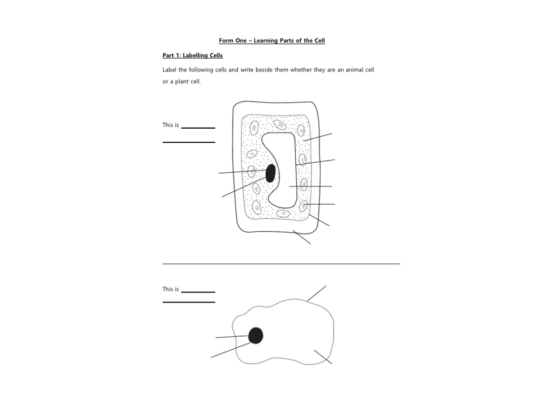So let me take you through the worksheet really quickly. Part 1 should be straightforward. It's labelling your cells. So you need to write whether it's an animal or a plant cell over at the side. So it says this is, and you'll either write an animal cell or a plant cell. And then for the second one, this is either an animal cell or a plant cell. And then where the lines are drawn, you need to label it. So for example, this first one will be cytoplasm.